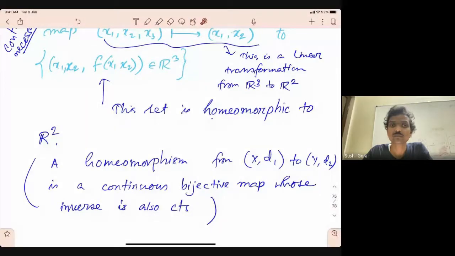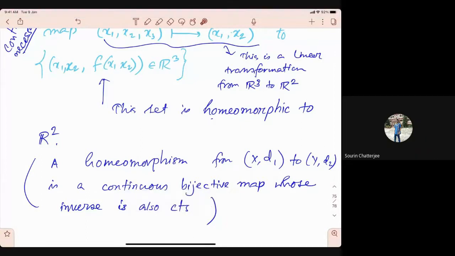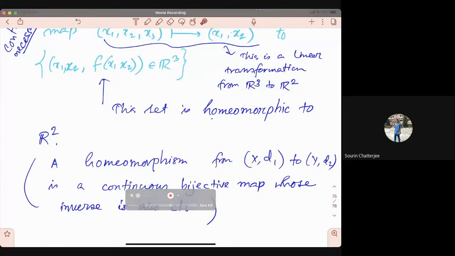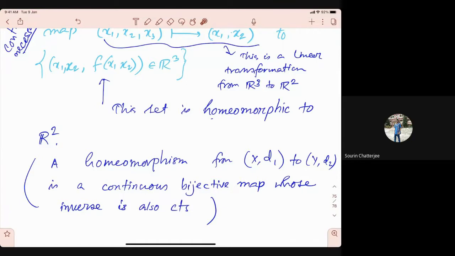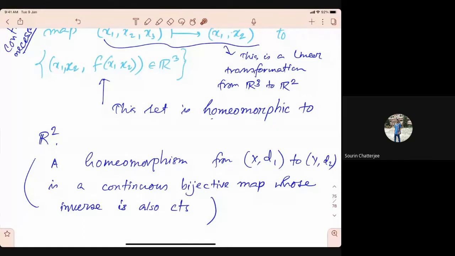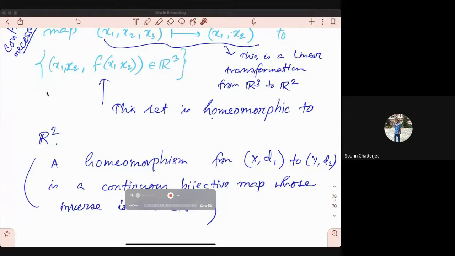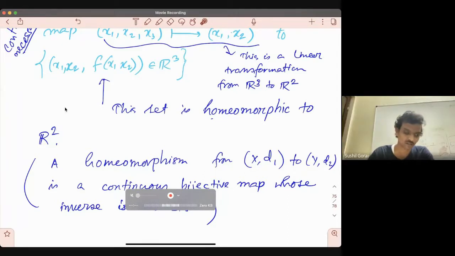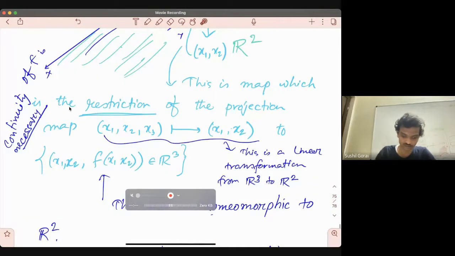Can you see the screen? Yes, sir. All right. Okay. All right. So, is this clear? What we did last time?